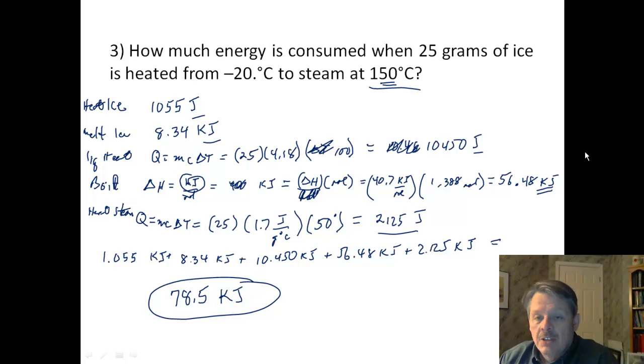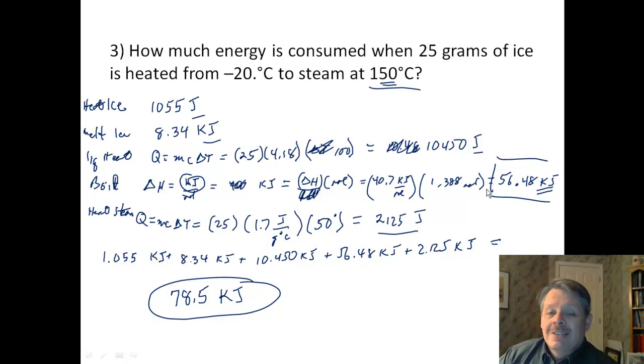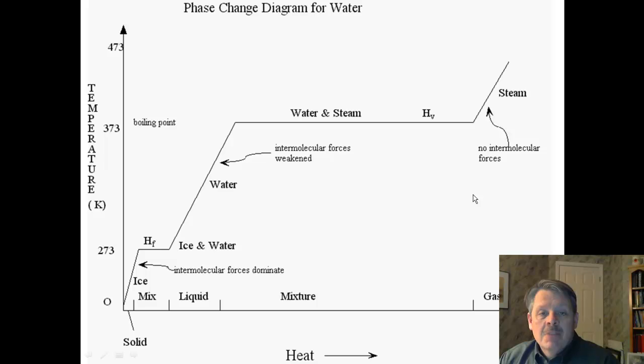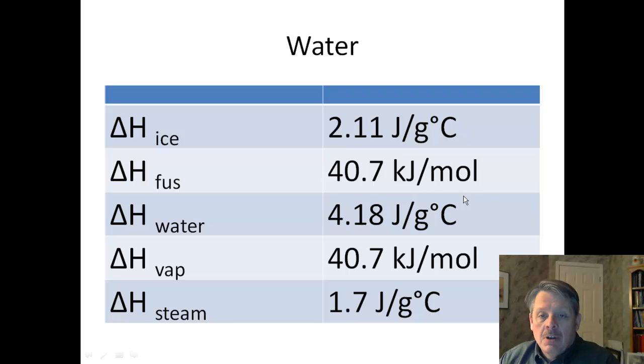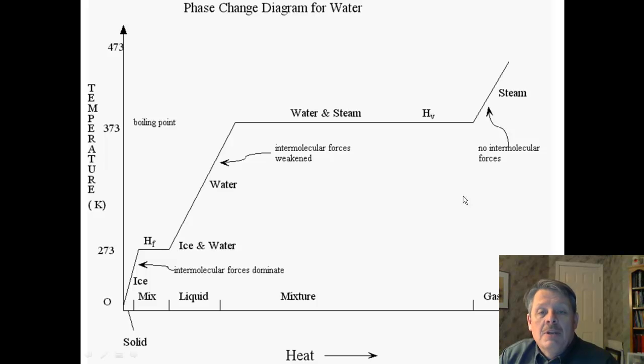And realize that most of your energy is sitting right here. Of that 78, 56 of it, or like 60, 70% of it, is boiling the water. Right? So that's it. You need to make sure that you can figure out where you are on this graph. Now, again, you'll be given all of these numbers on your test, so you don't have to memorize them, but you have to be able to apply that information to your phase change diagram for water.